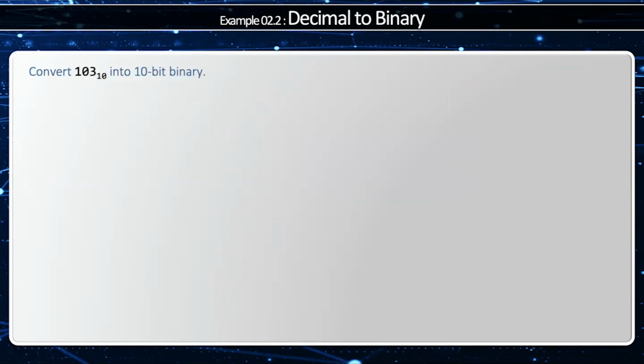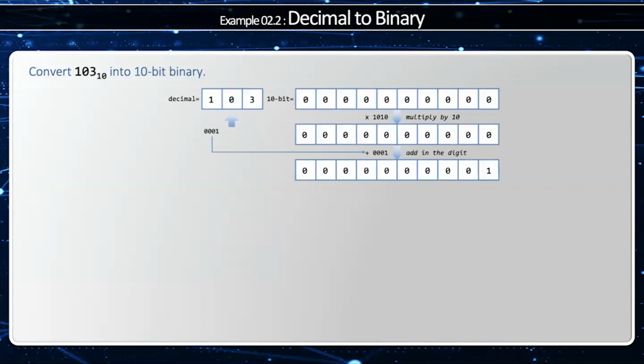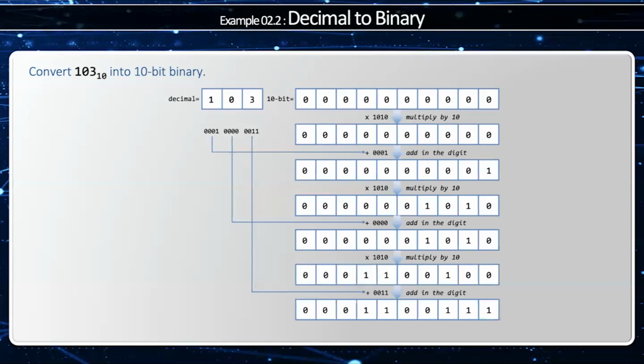Okay, let's take a look at 103 in decimal, and convert it to 10-bit binary. So I have 3 decimal digits: 1, 0, 3. For 1, I multiply by 10 and add on 1, and we're good to go. Then 0. I take that 0, 0, 0, 0, 1, multiply it by 10, which gives 0, 0, 0, 1, 0, 1, 0, and then I add my 0. Then I have my 3. I take that 10, multiply it by 10, and that'll be 100, so 1, 1, 0, 0, 1, 0, 0. Then I add on my 3, and that's my final answer. So 103 in decimal is the same as 0, 0, 0, 1, 1, 0, 0, 1, 1, 1 in binary.